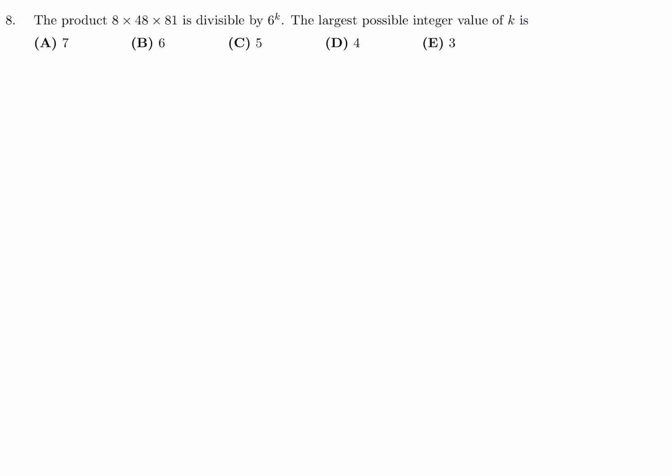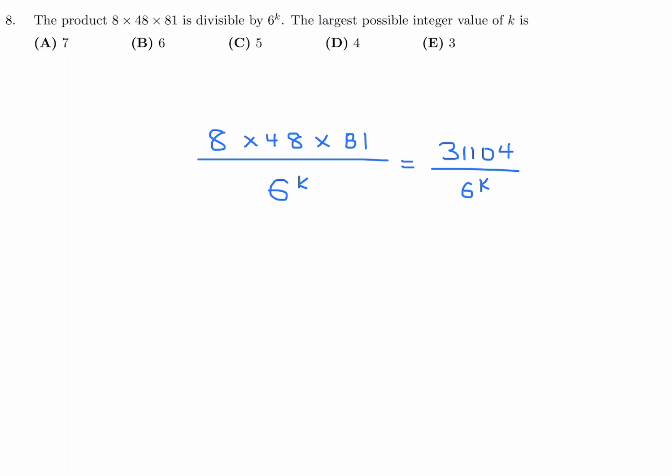The product 8 times 48 times 81 is divisible by 6 to the power of k. The largest possible integer value of k is... 8 times 48 times 81 divided by 6 to the power of k, which is 31104 over 6 to the power of k. So we have to figure out what power of 6 can go into this.